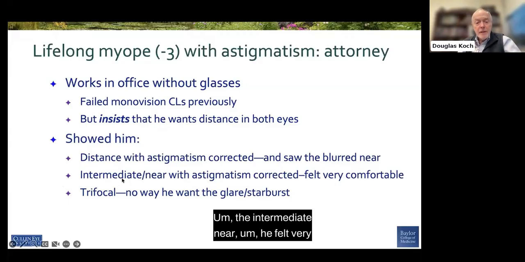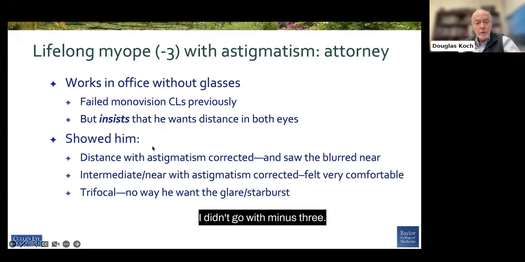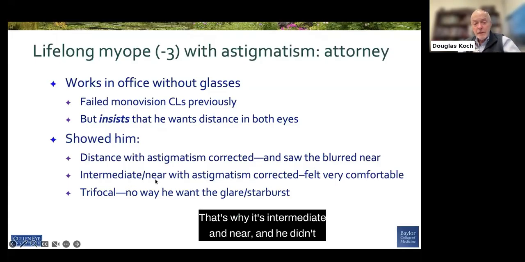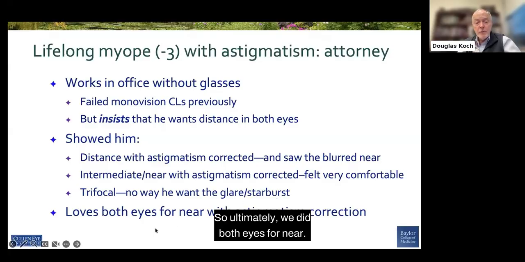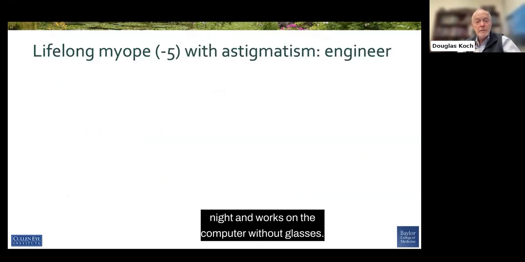The intermediate near, he felt very comfortable with that. I didn't go with -3. I went for about something equivalent around -1.50. That's why it's intermediate at near. And he didn't want any glare or starburst. So ultimately, we did both eyes for near. He loves it. He's comfortable. He goes to the office, takes off his glasses, and works comfortably all day. And he reads at home at night and works on the computer without glasses.